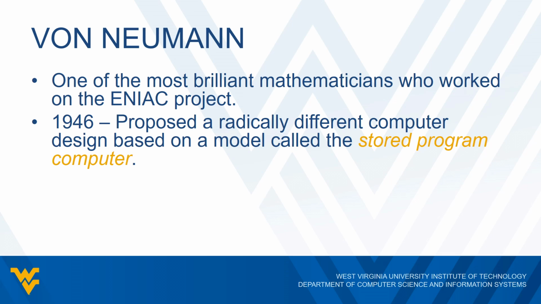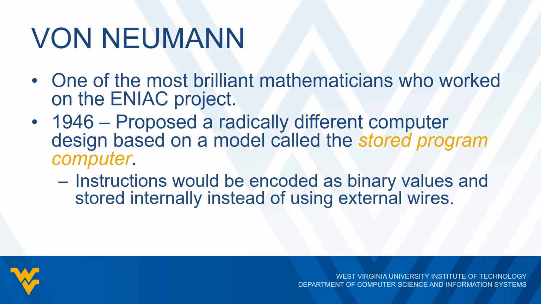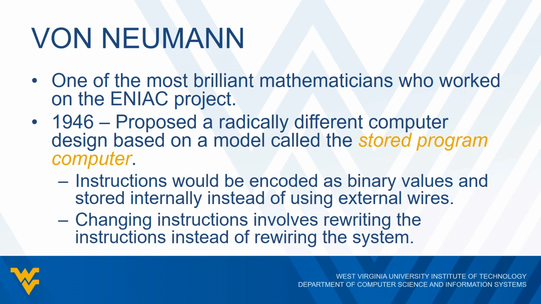So what von Neumann did is he came up with this model that would resolve some of those issues. Instructions would be encoded as binary values, and they would be stored internally instead of using external wires. And what this did was, if we needed to make any changes to those instructions, we no longer needed to rewire the system. We don't need to change those wires. We just need to change the instructions that are stored internally in the system. So this was a huge advancement that allowed us to transition to the computers that we use today.